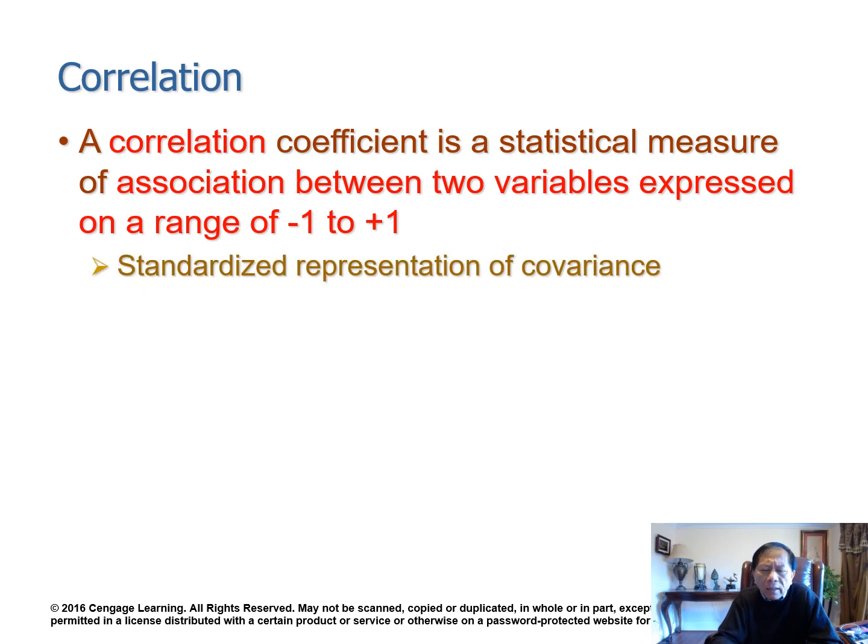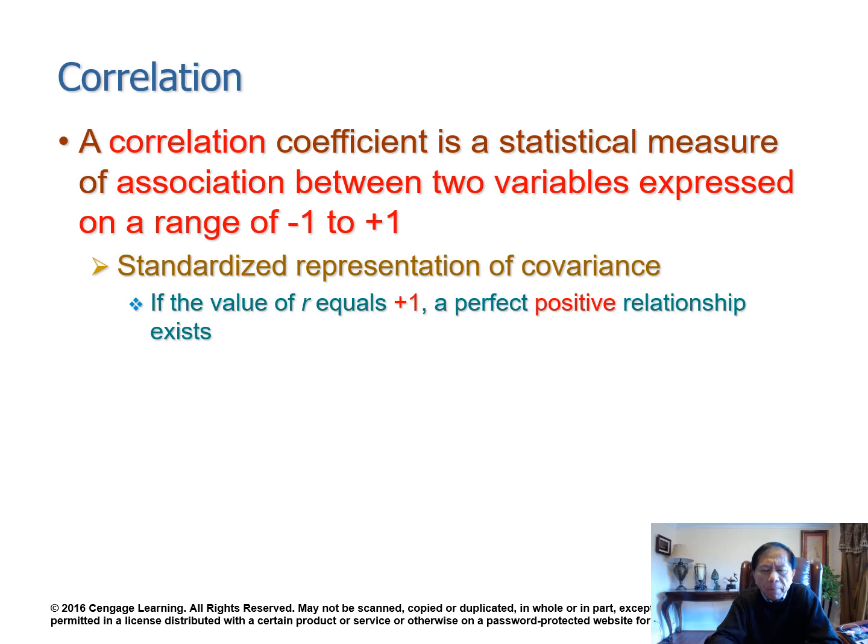Correlation, on the other hand, or correlation coefficient, is a statistical measure of association between two variables expressed on the range of -1 to +1. The covariance could take many numbers. The correlation though can only take a number between -1 and +1, a standardized representation of covariance. Covariance standardized is correlation, which is more useful.